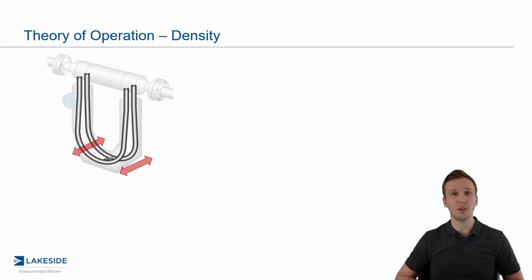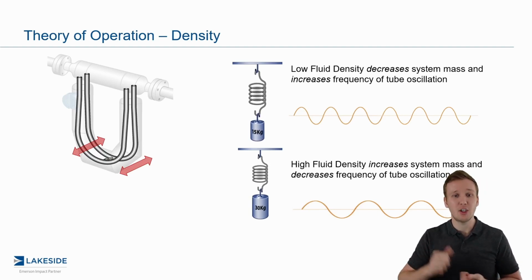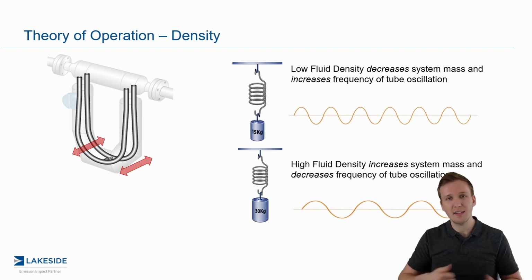Now when we look at a Coriolis flow meter, it's analogous to, say, a spring and weight system, in the sense that if you have the same spring but you change the mass that you attach to it, you will see oscillation at different frequencies. So with a higher weight or a higher density, you'll see a lower frequency of oscillation. Now just like a spring system, it's going to be dependent on the tube stiffness or the spring constant, if we're using the same analogy, as well as the mass of the system.